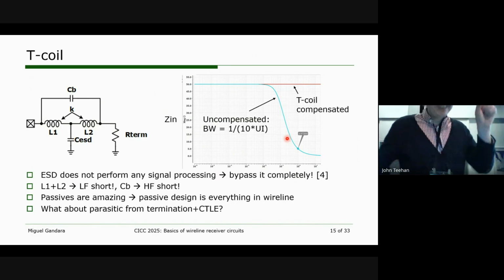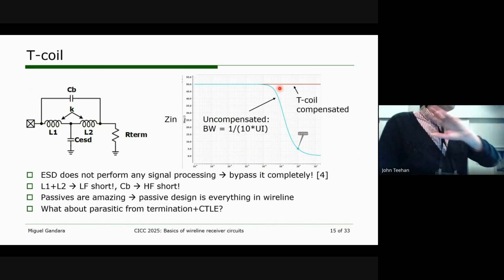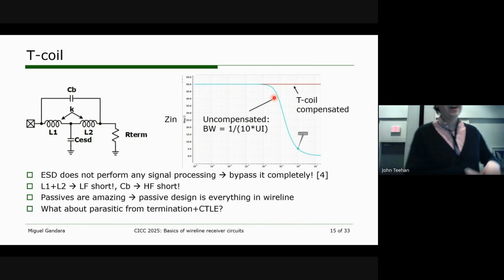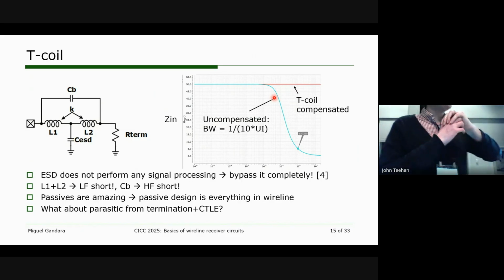Follow the design equations, set the passive parameters, and you'll see actually that the input impedance is now constant across all frequencies. So it's not just that we've extended the bandwidth from 1/10 the data rate to the data rate. No, the bandwidth actually extended to all frequencies.